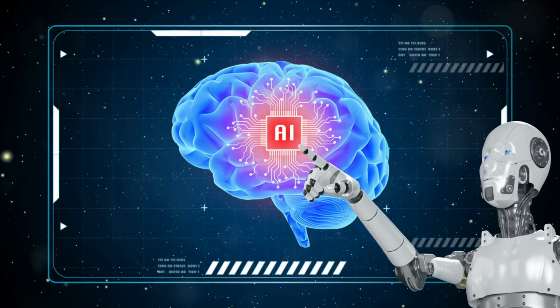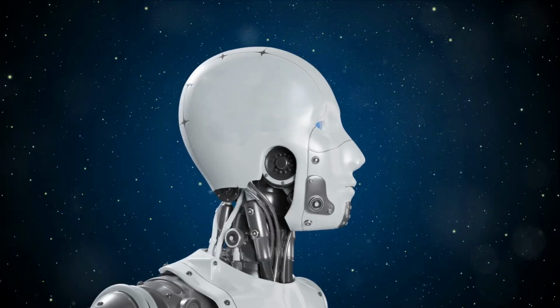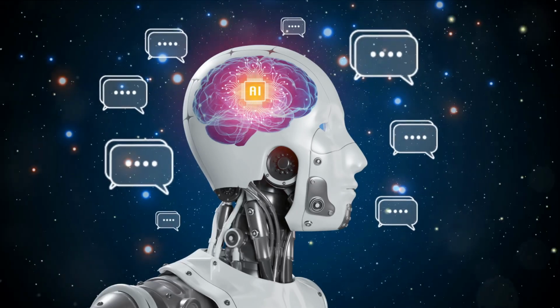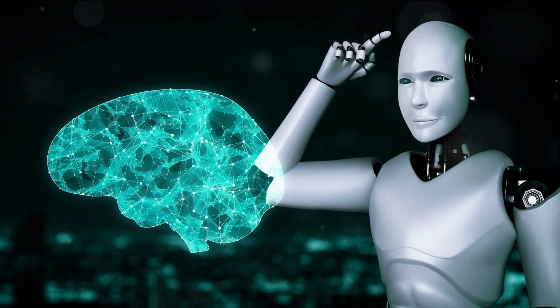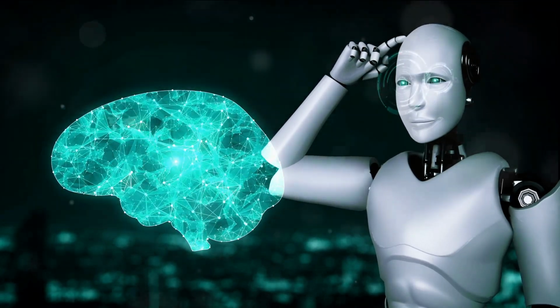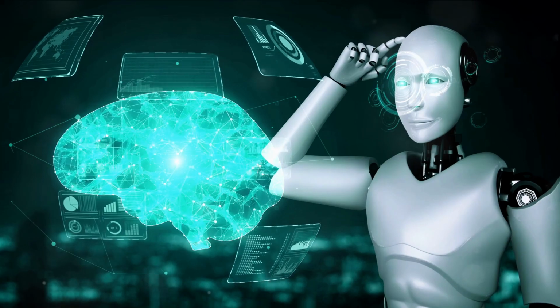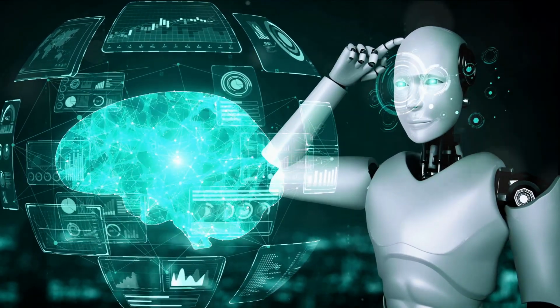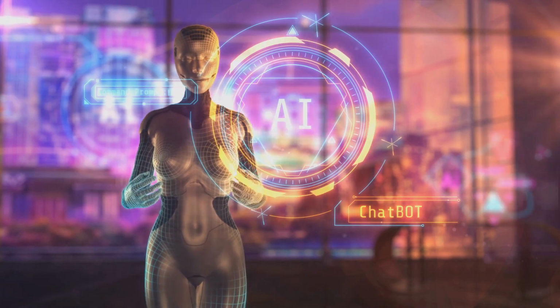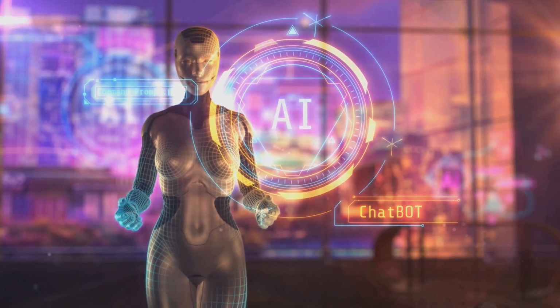Next, we have natural language processing, or NLP. This is the brain of the chatbot that interprets what the user is saying or typing. It takes the raw input from the user, breaks it down, and tries to understand the intent behind it. This is where the magic of AI comes in, allowing the chatbot to understand human language in a way that feels natural and intuitive.